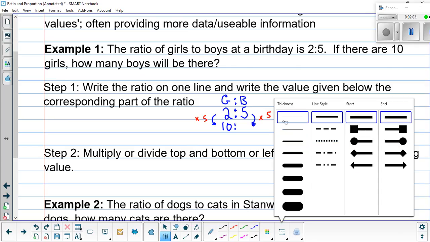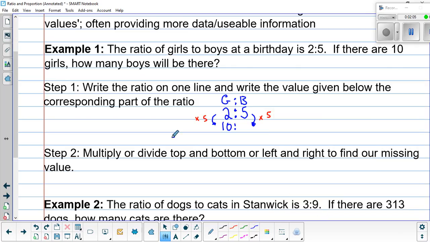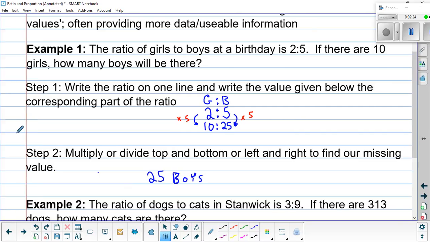So therefore, if we times our left side by 5 to get from 2 to 10, that's why I multiply the right side by 5. So we can see there will be 25 boys. So at the very bottom, just write 25 boys. So you can see that you have actually answered the question.